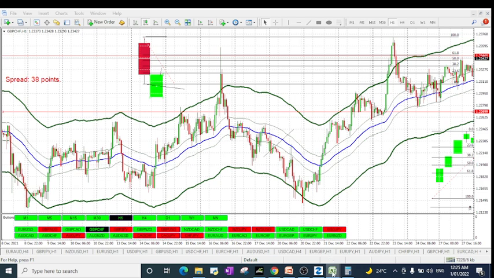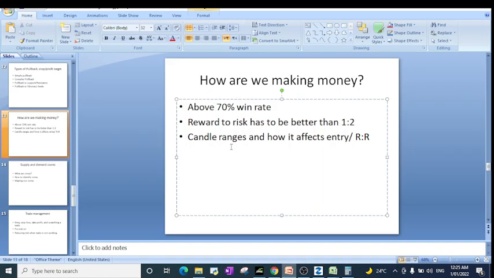Another thing I'm going to talk about in terms of how we are making money relates to candle ranges and how it affects entry and risk reward. Candle ranges, this is a very important concept.